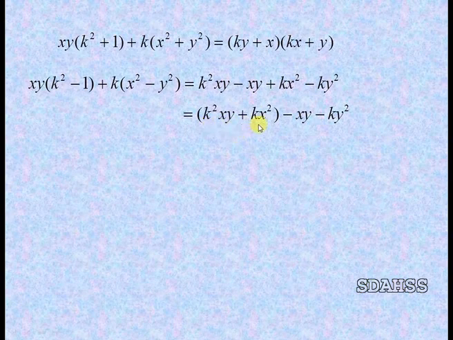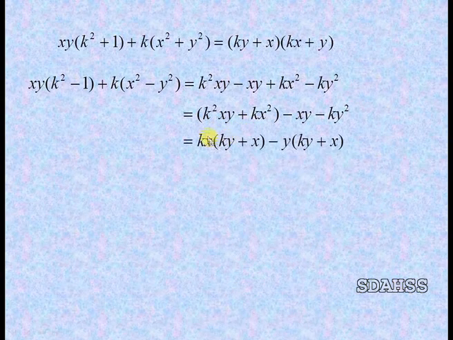Here kx is the common factor. So take it outside. So you have kx into ky plus x. In the last two terms, minus y is the common factor. So take it outside. So you have minus y into ky plus x.